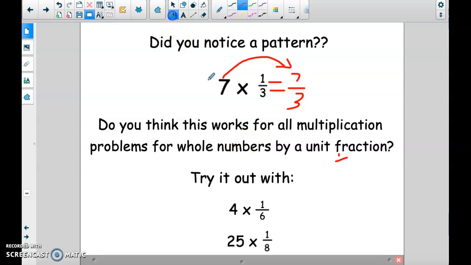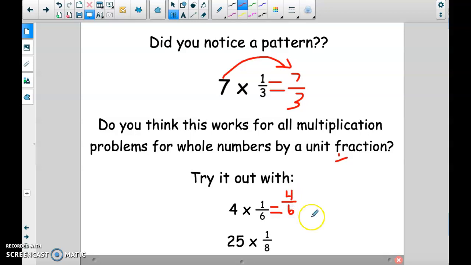All right. So if we look at this first one, 4 groups of 1/6, right? 4 times 1/6. Hopefully with your strategy, you could have done 1/6 plus 1/6 plus 1/6 plus 1/6. You could have done 3 groups of 1/6 as 1/2 and then add an extra sixth onto it. But any way you do it, it'll boil down to your answer being 4/6.